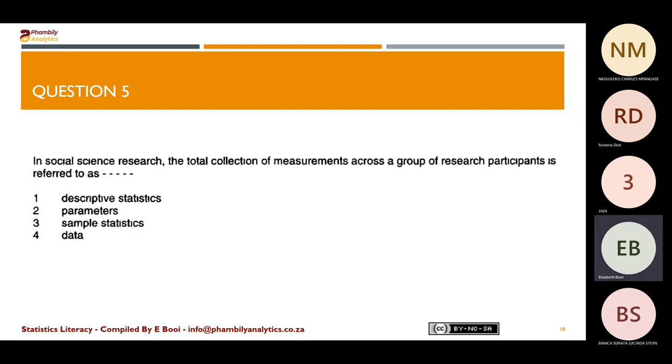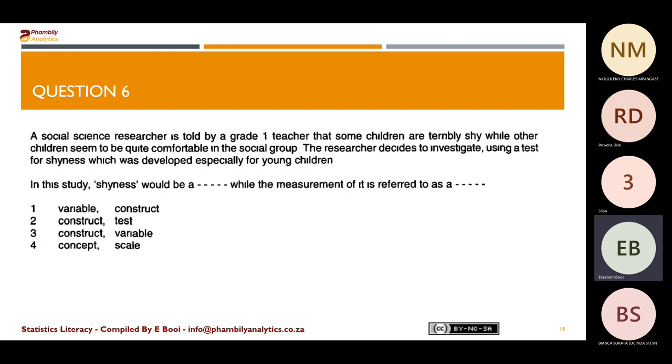This one is a little bit tricky. In social research, the total collection of all measurements will just be data. Yes. Okay, last question.